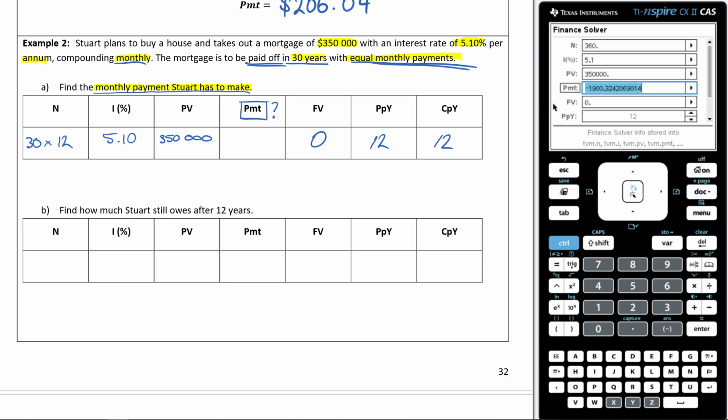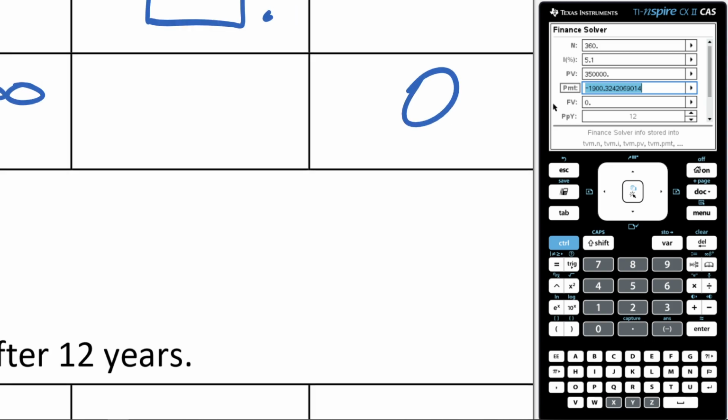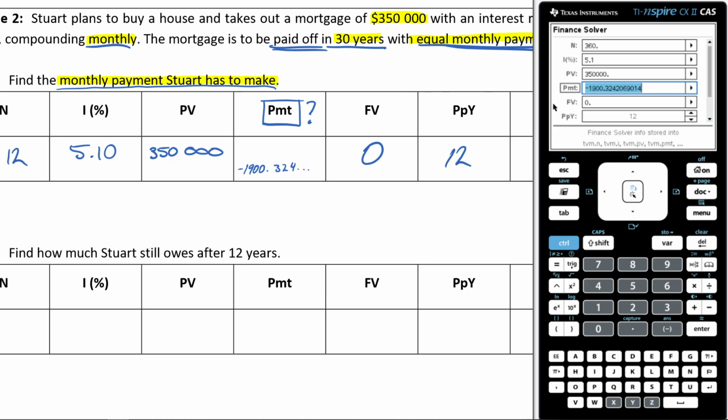Remember, you're going to put the unrounded first. So I'm going to come here, and if my computer will work with me, come on, computer. It's going to be 1,932.324... Perfect. Now I can write down what the answer is going to be. So I'm going to say the monthly payment is $1,932.32. That's what it's going to be.